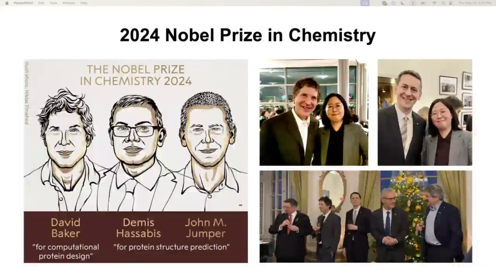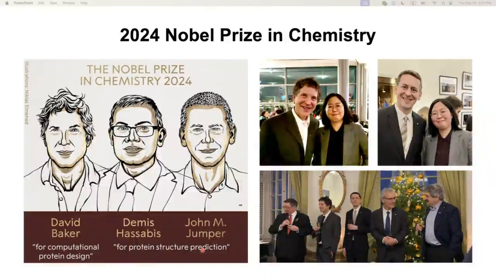So, as you know, last year, the Nobel Prize in Chemistry was awarded for the groundbreaking advancement in the field of protein structure prediction and also protein design. And this achievement highlights the huge impact of computational tools like AlphaFold and RoseTTAFold on modern biology.